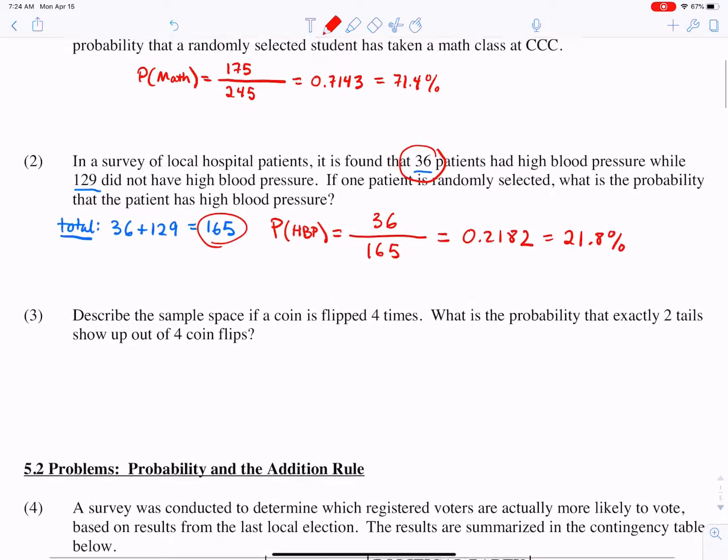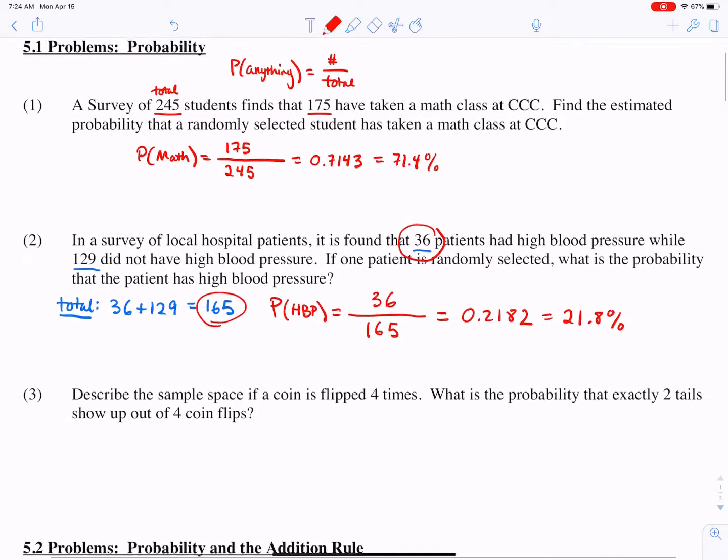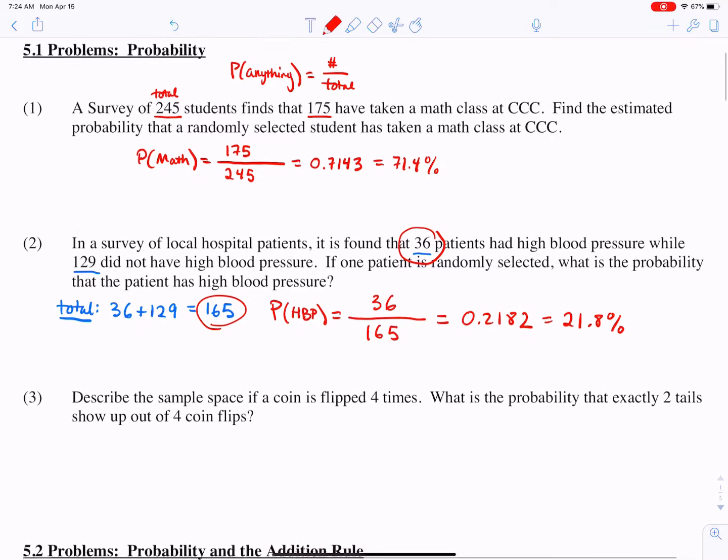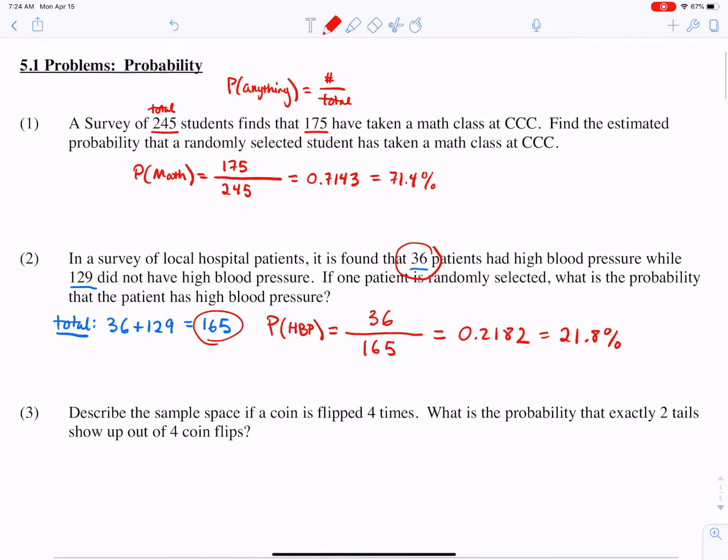Okay, so that gives us a pretty good idea of the things to watch out for as far as dealing with totals. In problem number 1, the total was given. If you're ever told that there's a survey of such and such number, that's the total. In problem number 2, no total was given, so we had to compute that ourselves. And that was the only complication.